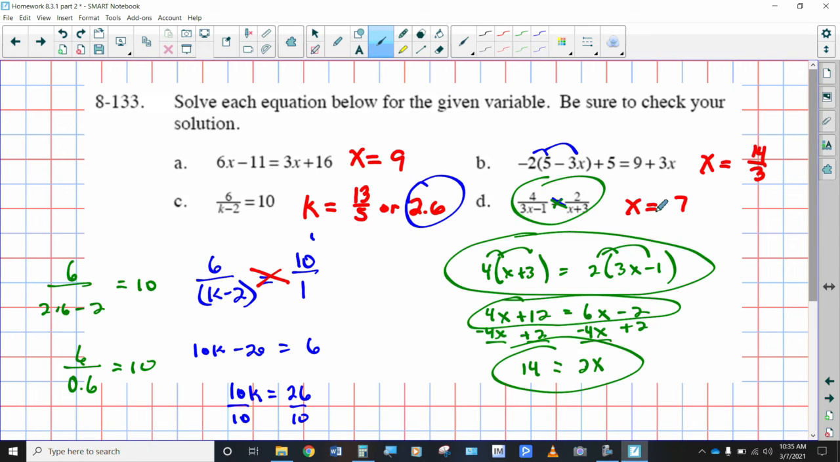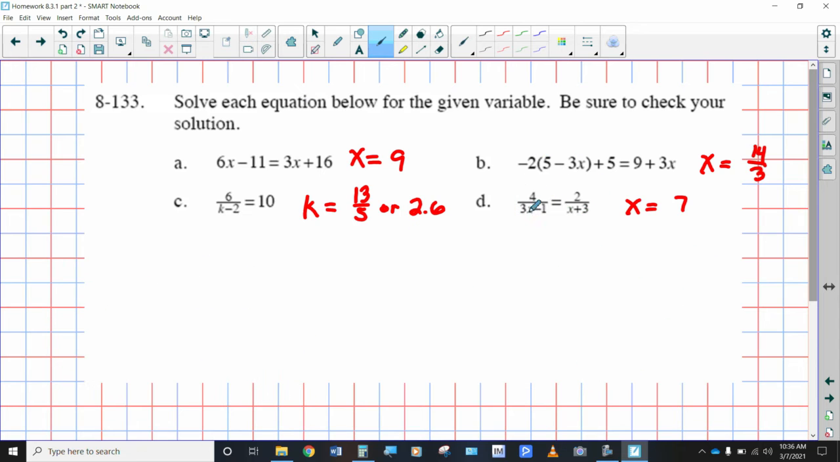Okay, so the answer is going to be 7. We can prove that it's 7 by making this 21 minus 1, which is 20. So it's 4 over 20, the same as 2 over 10. Yes, they are equivalent to each other, so we feel good about our answer.